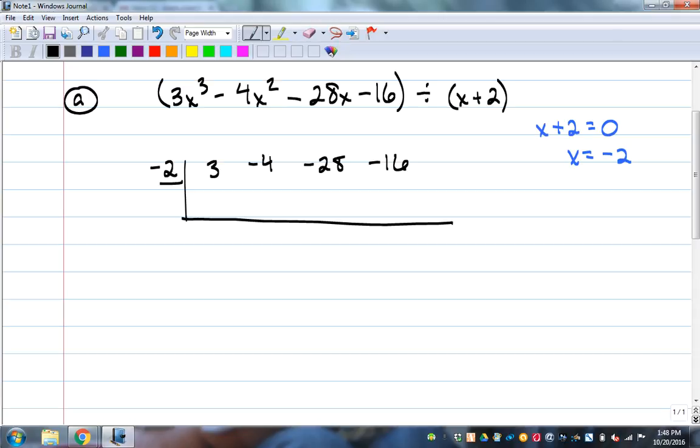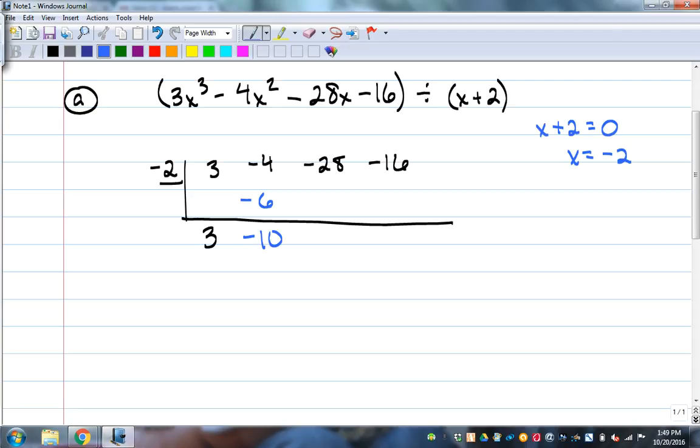So the first step every time when you do synthetic division is you're going to add 3 plus nothing. Whatever's in the front there plus nothing goes there. You're still going to multiply. You're going to say whatever's here times -2. That's a -6. And then we're going to add. -4 plus -6 is -10.